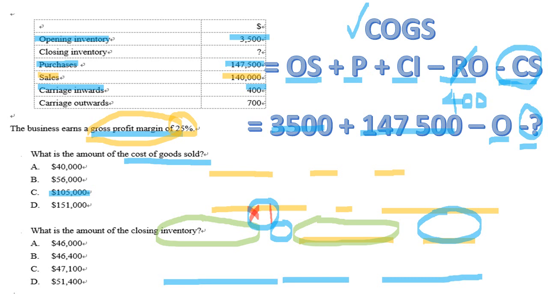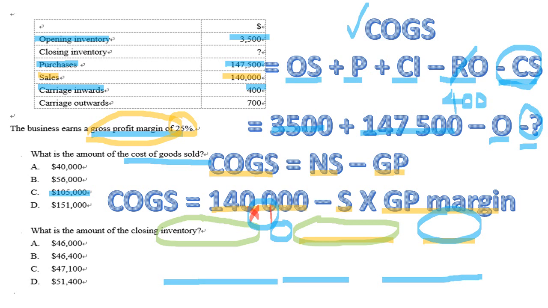Returns outwards, we don't have returns outwards. That means 0. But we don't know the closing stock figure, and in order to calculate this, we have to know it. So we cannot make use of this formula to calculate cost of goods sold. So we turn to another way, by means of the gross profit margin.